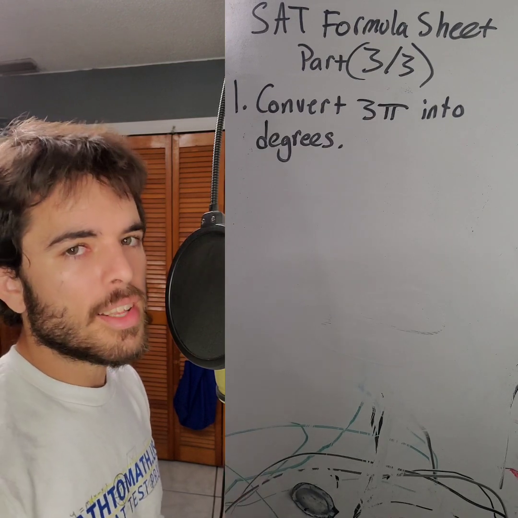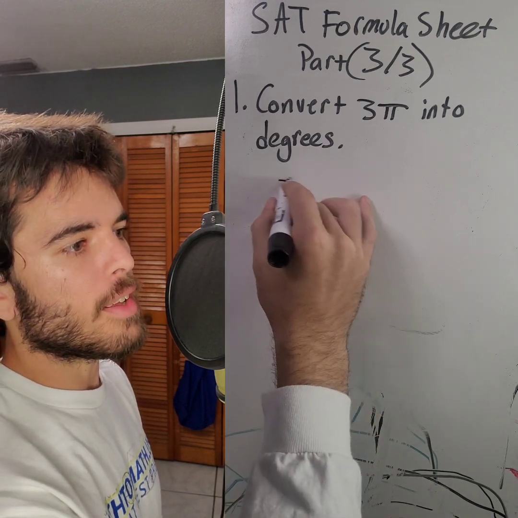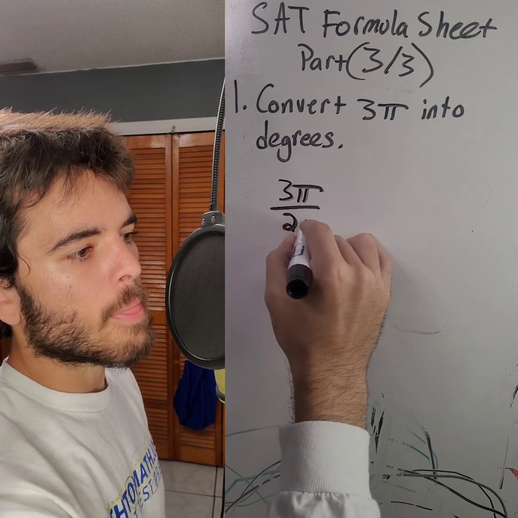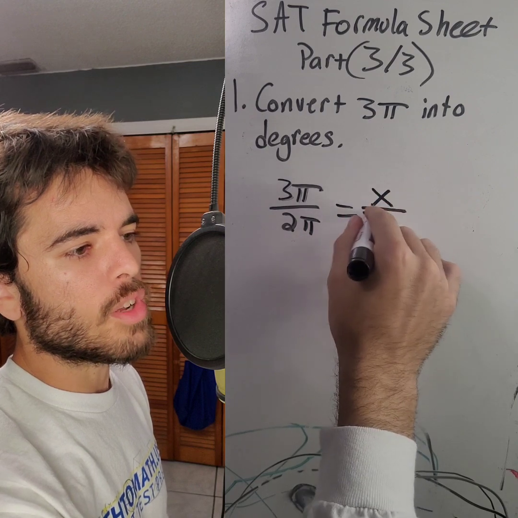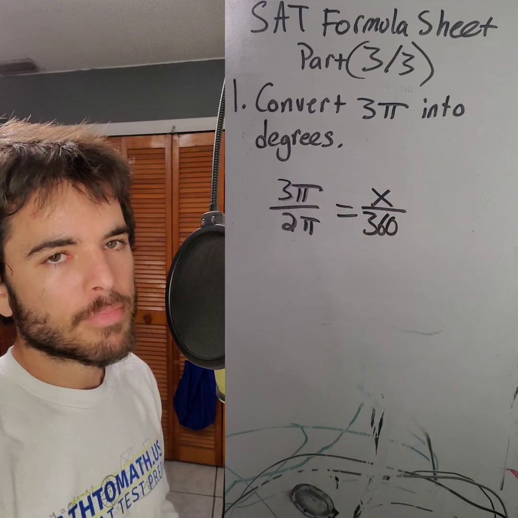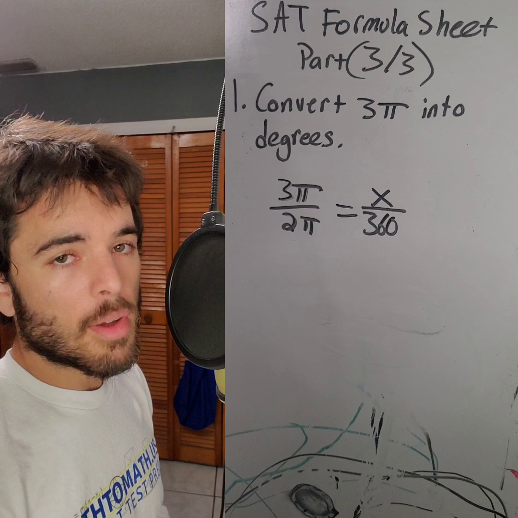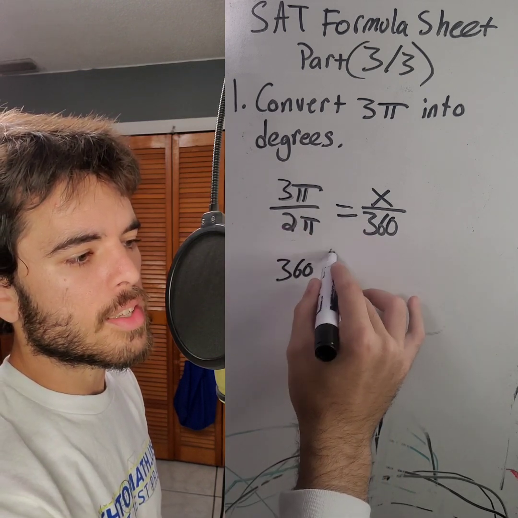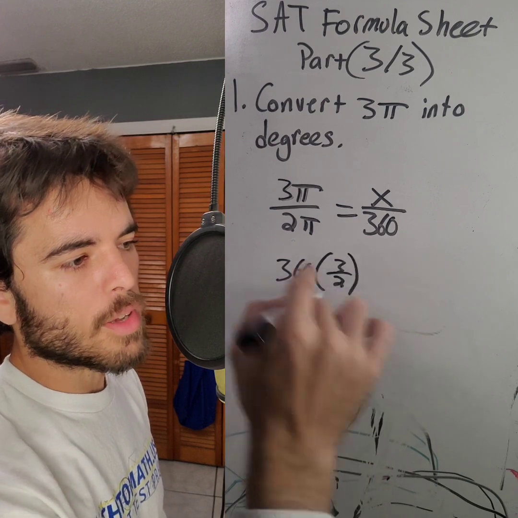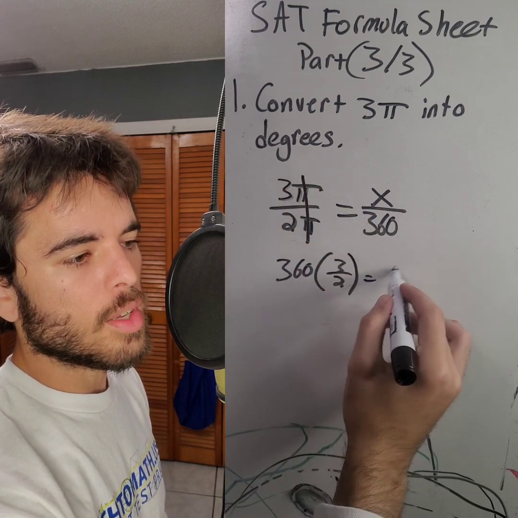Let's practice converting radians into degrees. We have 3 pi out of 2 pi. Again, because 2 pi represents a whole circle, it is going to equal x out of 360 degrees of a whole circle. It's the same concept though, we just multiply the 360 to the other side. So we have 360 times 3 over 2, because the pi's will cancel, equals x.